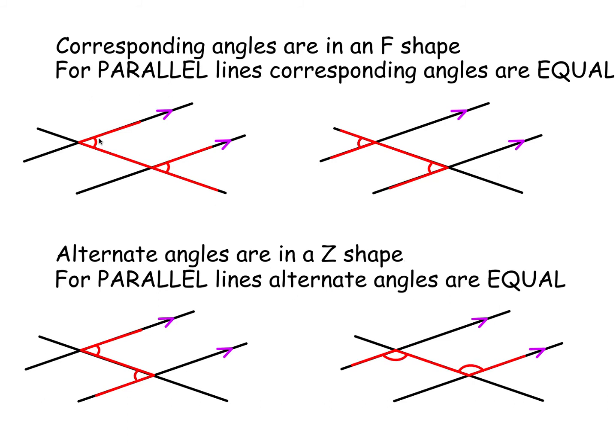You've got, for parallel lines, corresponding angles equal in these F shapes. So that's the F and the Z shapes. So you have to remember corresponding and alternate, and it requires parallel lines for them to be equal.